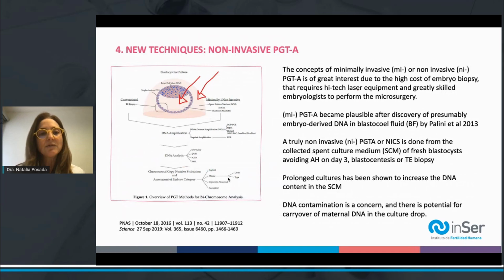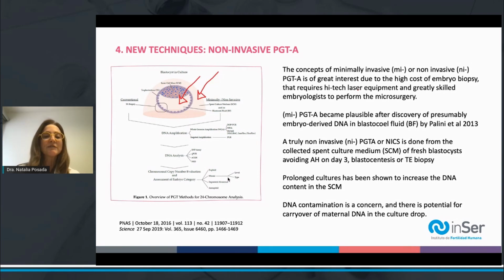Finally, I would like to talk a little bit about a new technique called non-invasive PGTA. The reason for the interest in this new technique is that there's no need for embryo biopsy. Embryo biopsies require expensive, high-tech laser equipment and very skilled embryologists in order to perform this microsurgery.